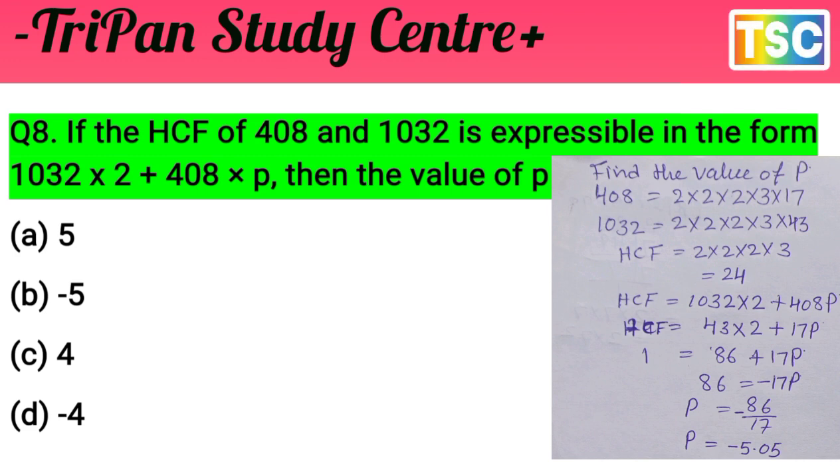The 17p is equal to 86 upon 17. There is a cut for this question. The answer is coming here: minus 5. That's important. It means option B is correct here. You can see the solution on your screen. Let's see the next question here.